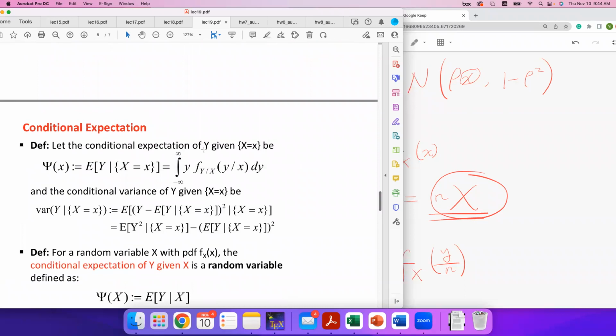And since we have defined this conditional PDF, it is a valid PDF function, right? So we can further define the conditional expectation. We can define the conditional expectation of a random variable y given a realization of another random variable x in this way. So we write it as expectation of y given such a realization of x.